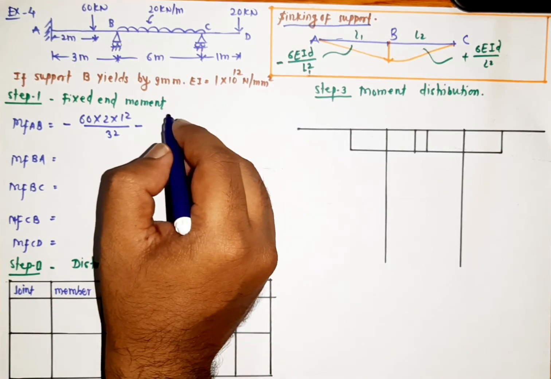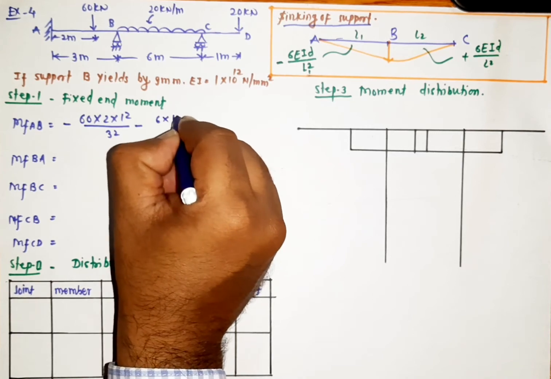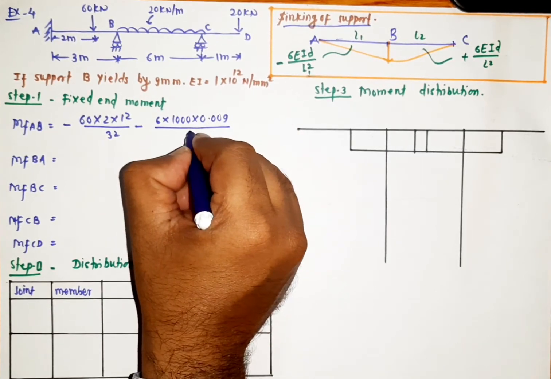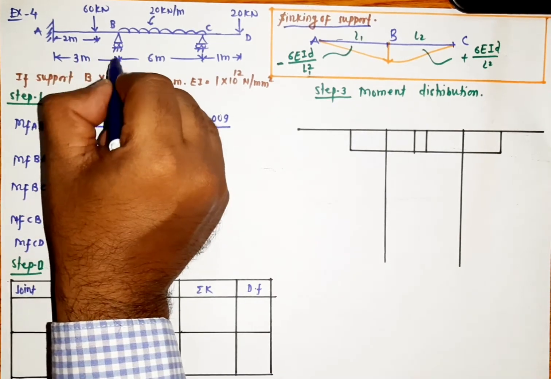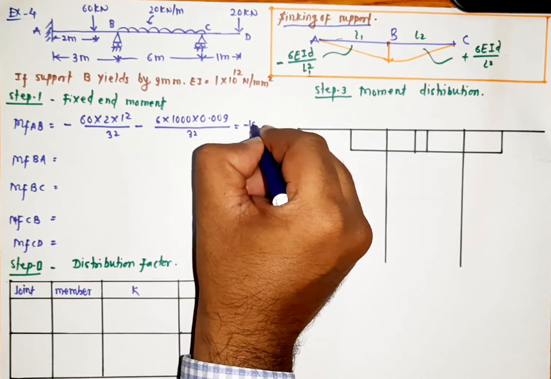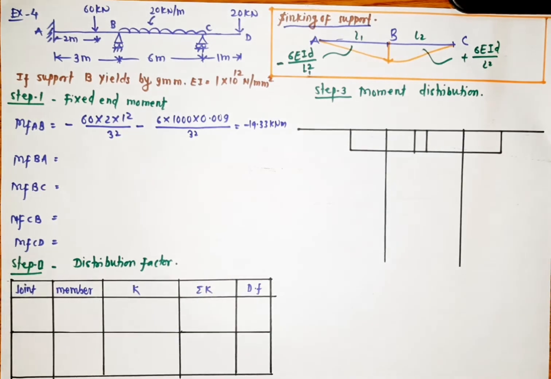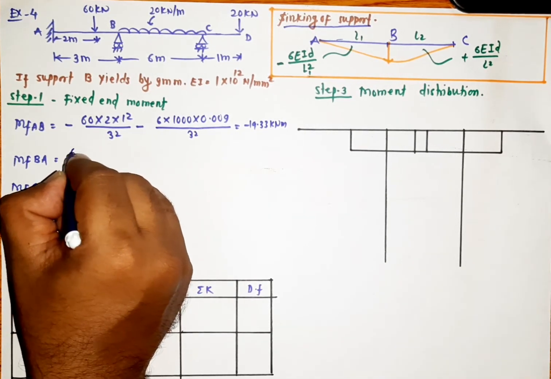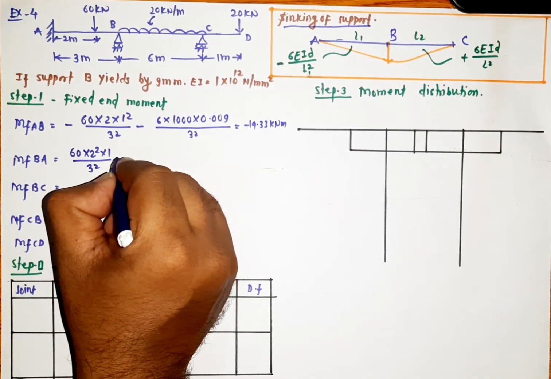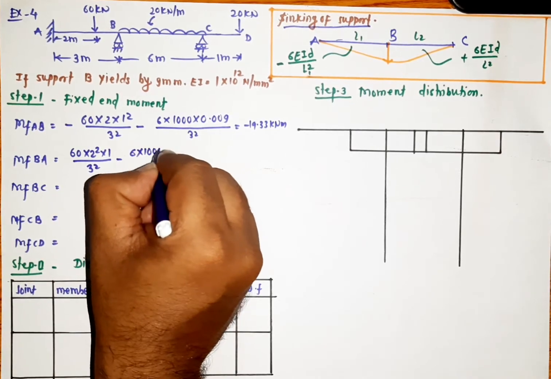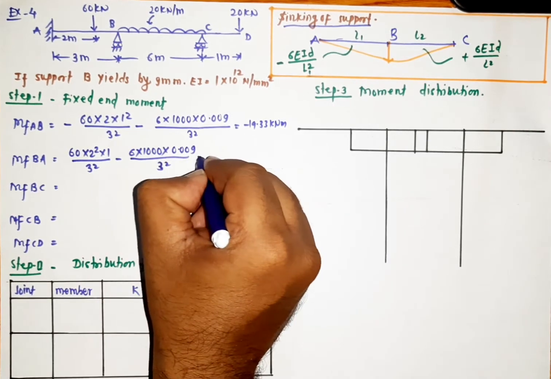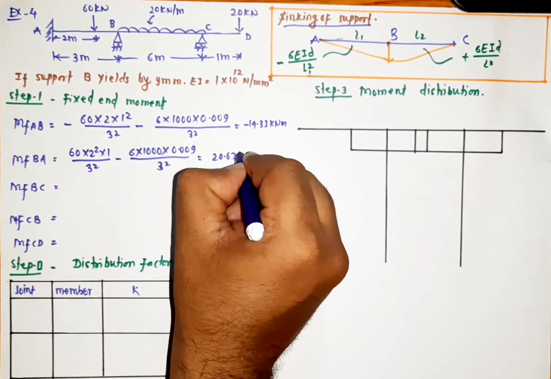So ultimately our value will be 6 into 1000 into 0.009 divided by 3 square, L square, that is L1. For this span, B is sinking, therefore L1 is 3. Ultimately we will get the answer as minus 19.33 kilonewton meter. The same for BA: it will be 60 into 2 square into 1 divided by 3 square, that is W a square b divided by L square, minus 6 into 1000 into 0.009 divided by 3 square. Ultimately we will get the answer 20.67 kilonewton meter.